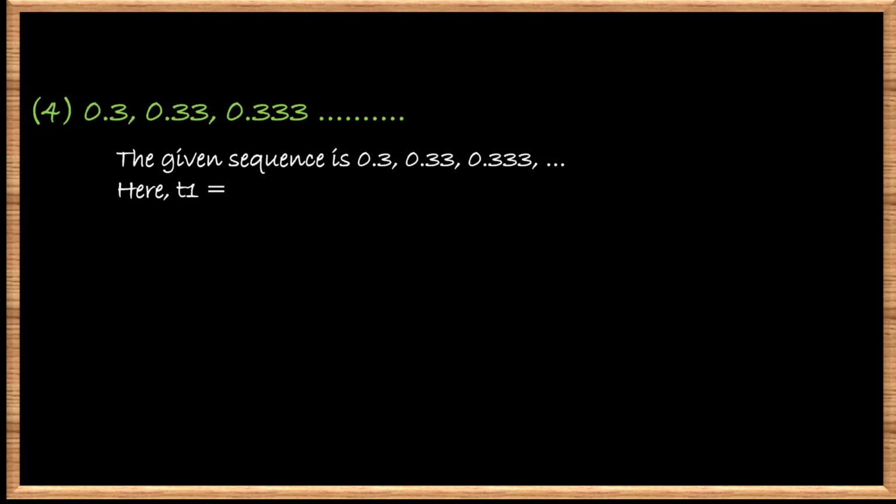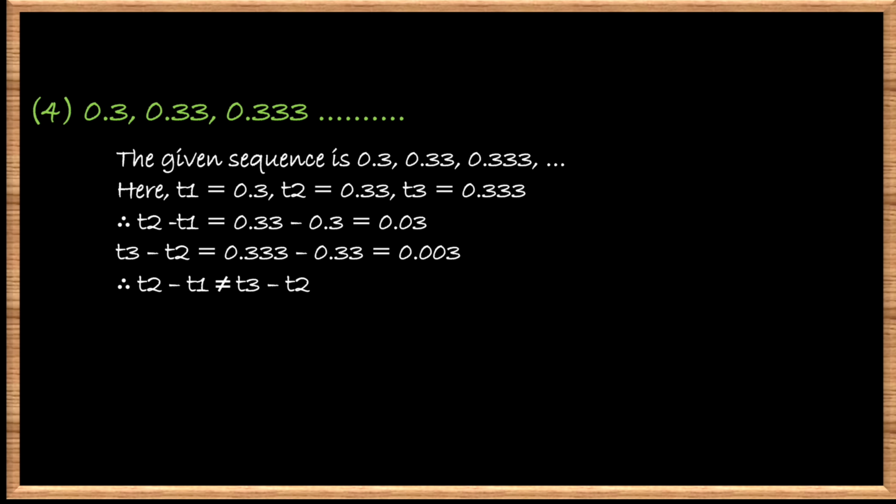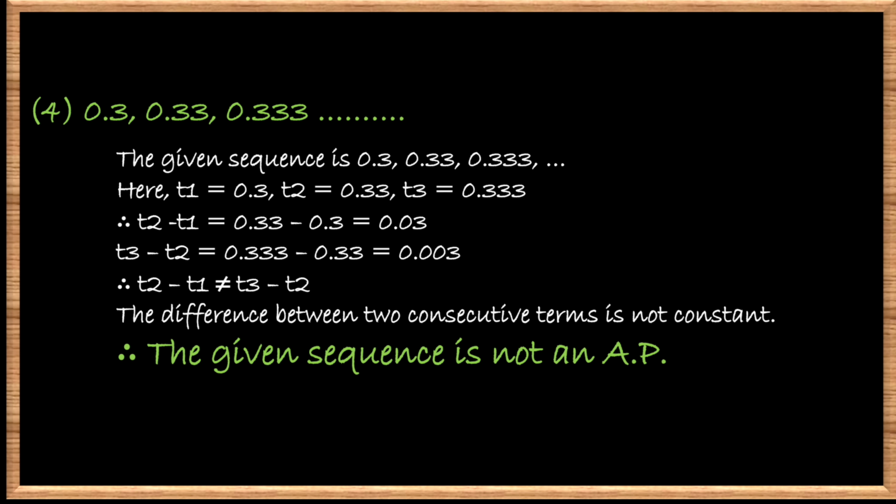We are going to number it. T1 equals to, T2 equals to and T3 equals to. So T2 minus T1 is 0.33 minus 0.3, which is 0.03, and T3 minus T2 is 0.003. So you will see T2 minus T1 is not equal to T3 minus T2. So the difference between the two consecutive terms is not constant. Therefore the given sequence is not an AP.